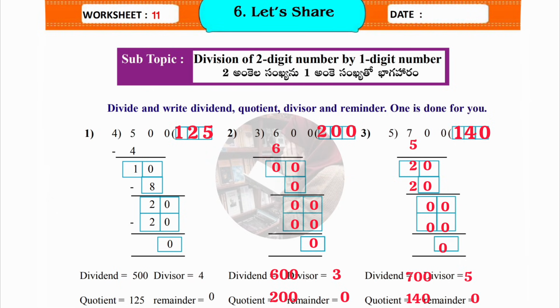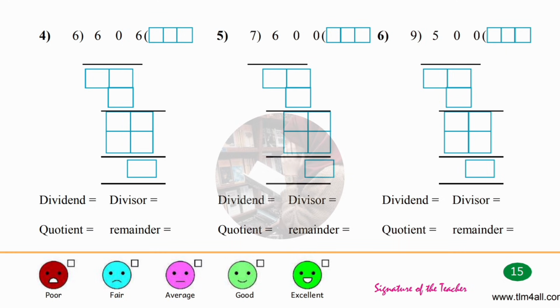Understood? Let's see the next one, that is the fourth one, which is 606 and 6 as divisor given. Let's see, 6 ones are 6. Okay, it will become 0, 0 will come, then 600, again 6 will come down, then 6 ones are 6. So 0 is the remainder. Write it down. Dividend is 606, divisor is 6, quotient is 101 and remainder is 0.